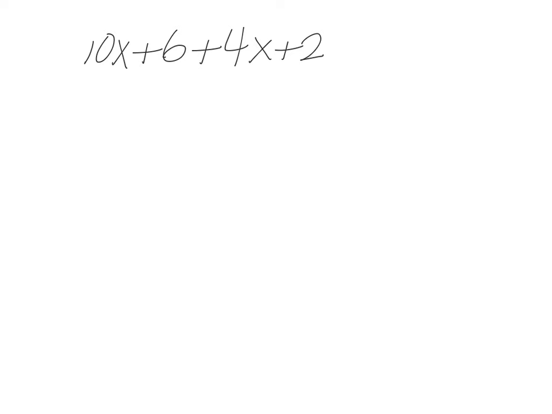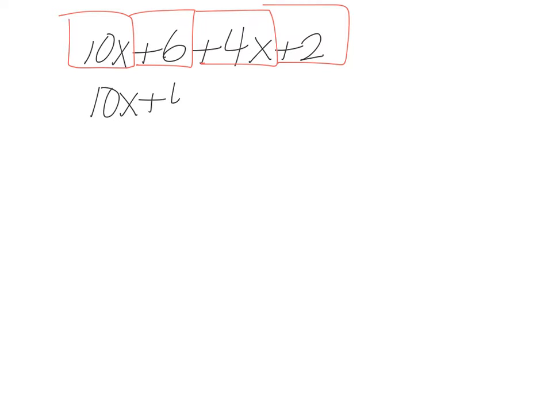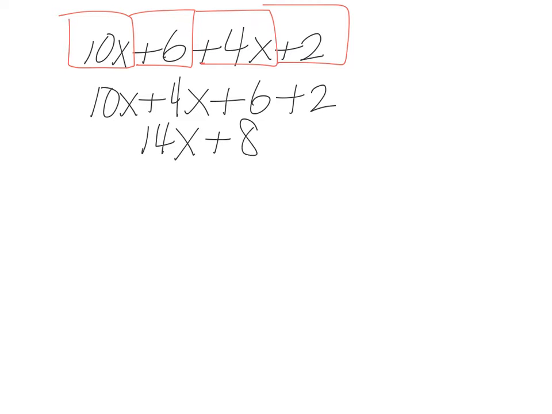All right, now I'm going to go ahead and add that up. So here are my whiteboards, and I'm going to put my like terms together. 10x plus 4x plus 6 plus 2. Okay, so I'm going to combine my like terms. 10x plus 4x is 14x. 6 plus 2 is 8. Now I can't go any further than that because I don't know what x is, so this is my fully simplified version. That is my perimeter for this problem.